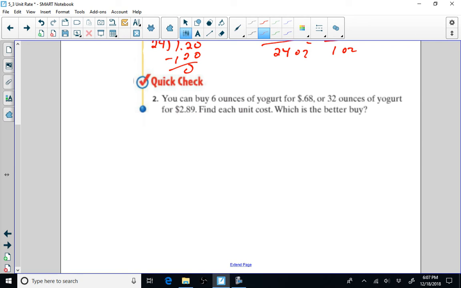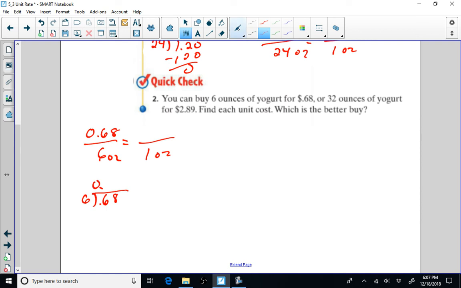Let's take a look at our next example. You can buy 6 ounces of yogurt for 68 cents or 32 ounces of yogurt for $2.89. Find each unit cost, which is the better buy. All right, so our first example, we have 68 cents, and the 68 cents is for 6 ounces. We want to find the cost for 1 ounce. Right, those are ounces. So I have to take 6 and divide it into 68 cents. Decimal point goes on our quotient.